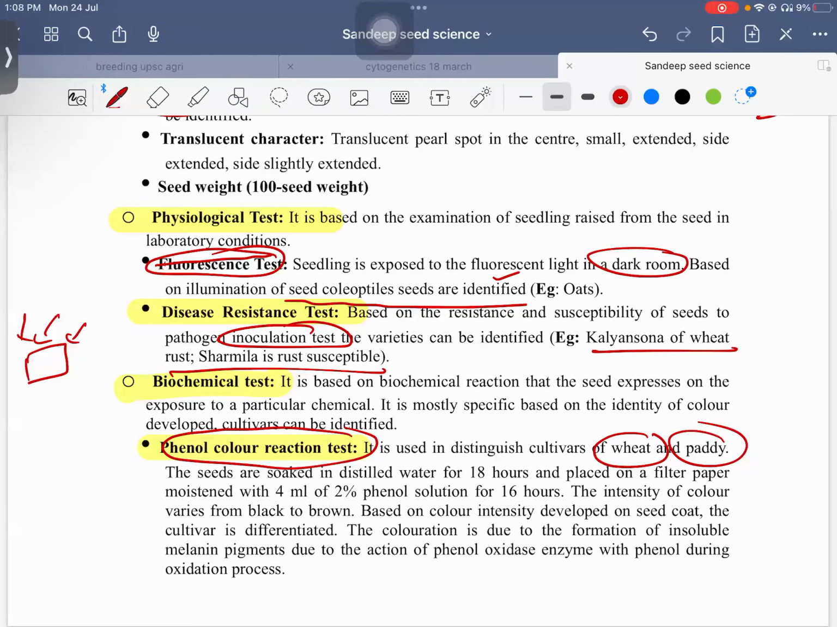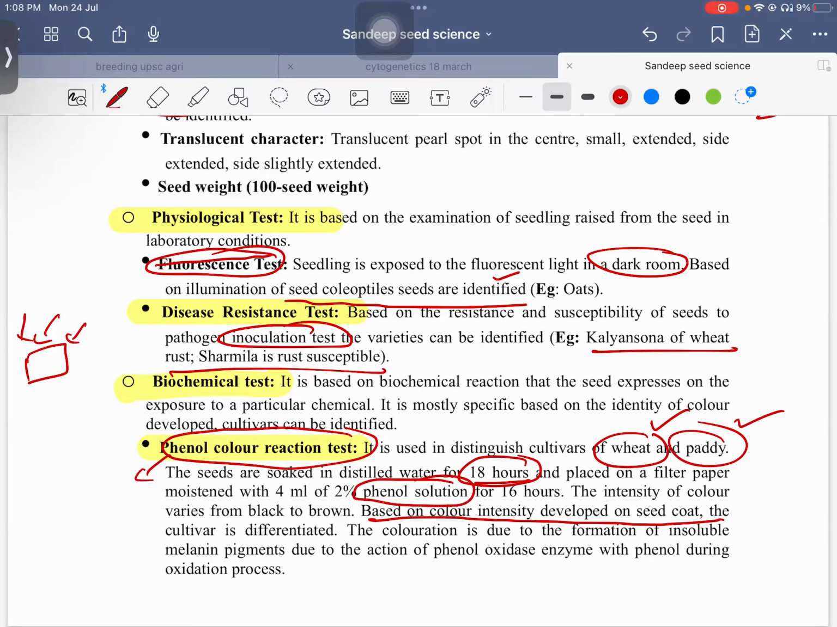Don't remember the procedures. Just remember what they are, because even if they ask, they will ask in a very broad question. No need to remember that you have to place it for 18 hours. No, no, no. Don't remember. Just remember where it is used: in wheat and rice, based on the color intensity developed on the seed coat, because we will treat it with this chemical.